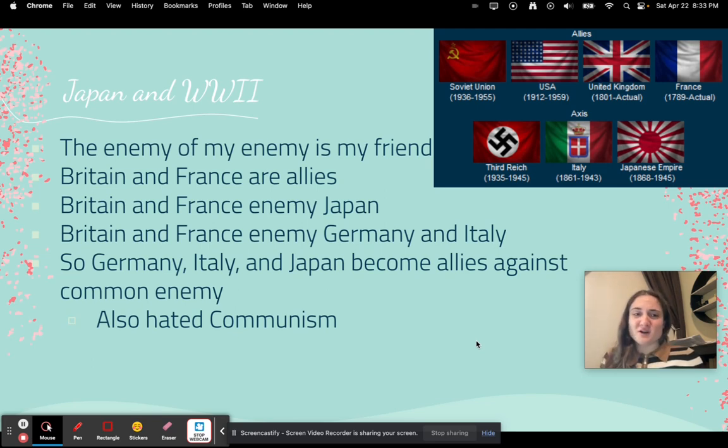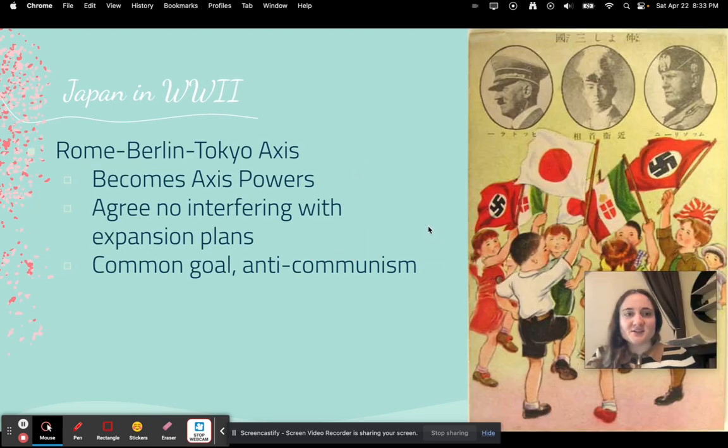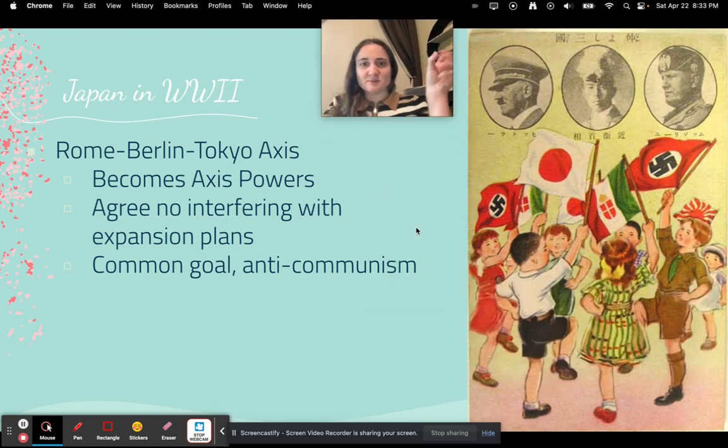And good to note as well, Germany, Italy, and Japan also hated communism. So that's why they hated the Soviet Union. All right, so that turns into the Rome, Berlin, Tokyo axis, which just shortens to the Axis powers. Among them, they agree that there is no interfering with expansion plans between the three countries. So, Germany can't interfere in Japan's taking over China and vice versa. And their common goal, again, is to be anti-communist because they hate the Soviet Union.